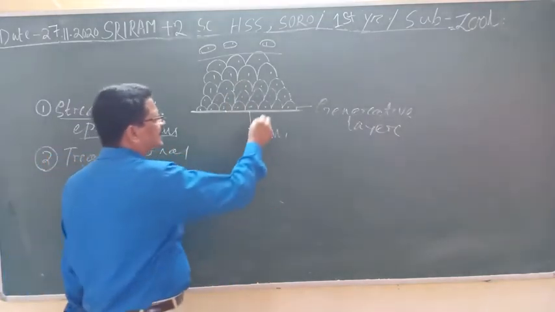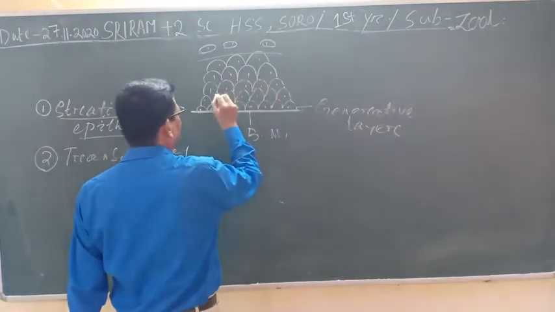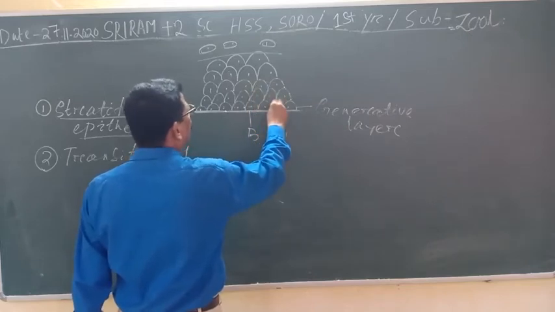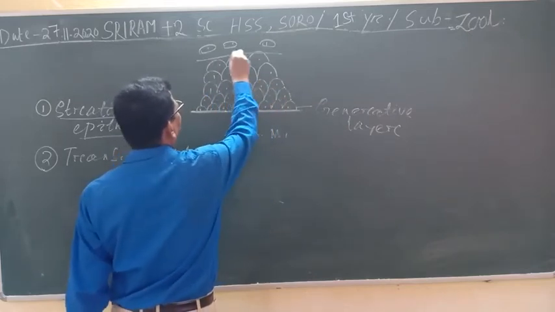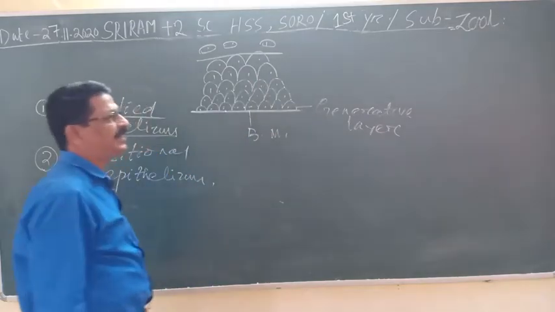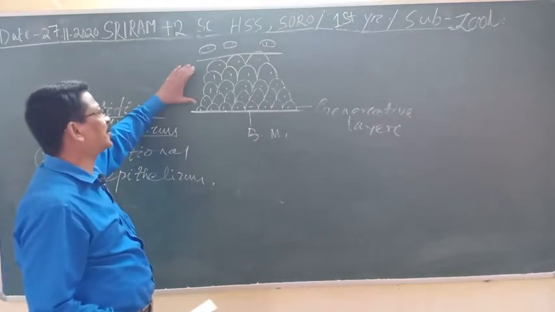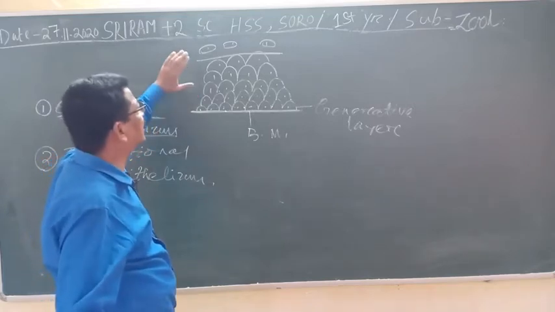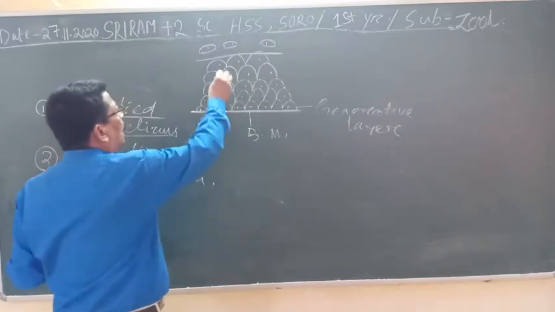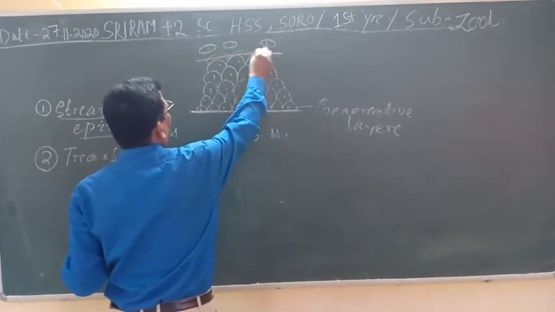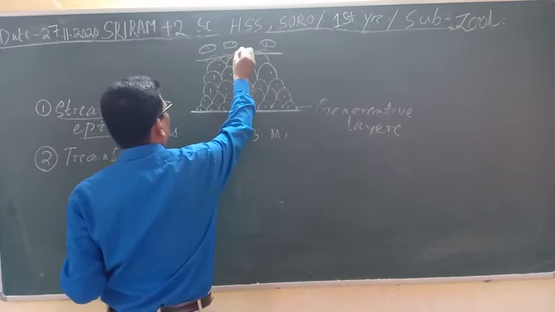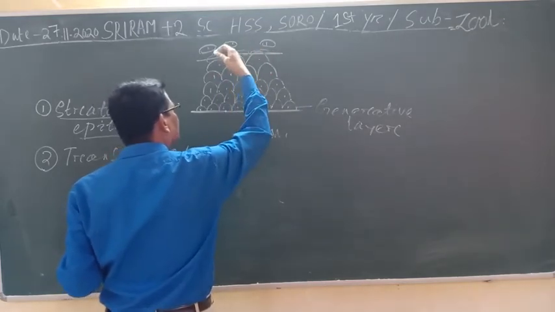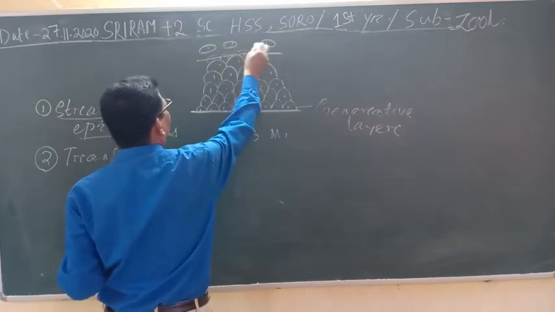So this is the generative layer, and by the repeated division new cells are formed, by which the thickness of the organ or the structure does not decrease. Clear? That means always, due to the friction, the uppermost or outermost cells are flat and ruptured continuously due to the friction.